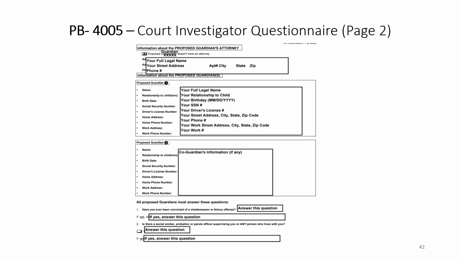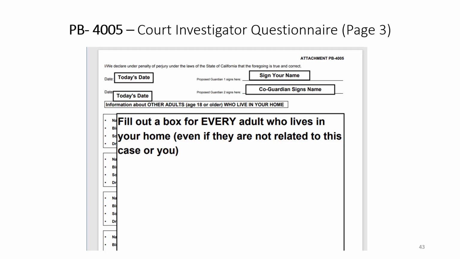On page 2 of Form PB-4005, continue to answer all the questions here. On page 3 of Form PB-4005, you will need to list the name and information for every other person over the age of 18 who lives in your home. Then date and sign this form on the bottom of page 3.